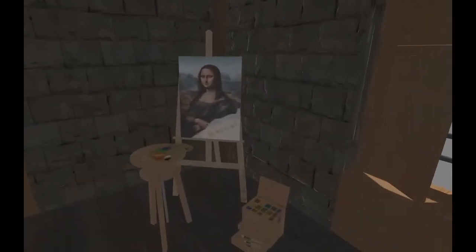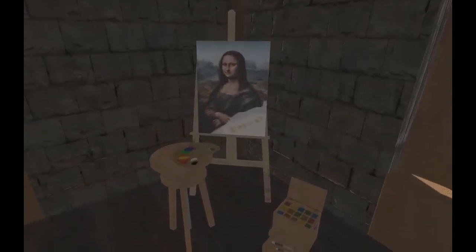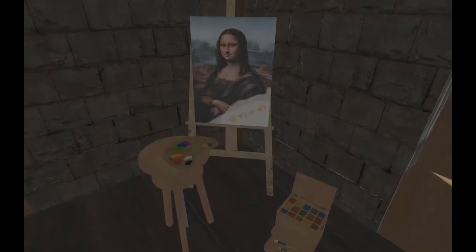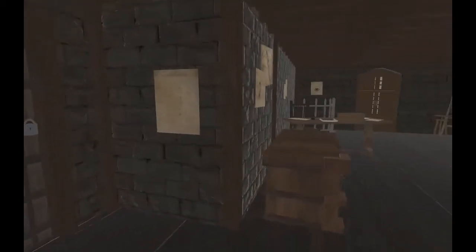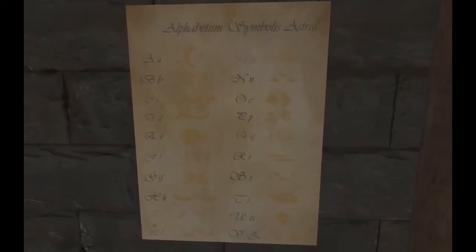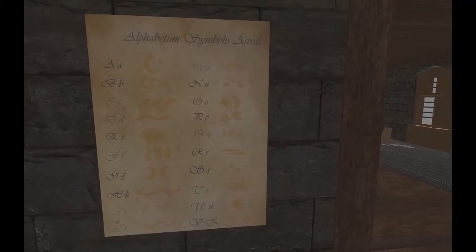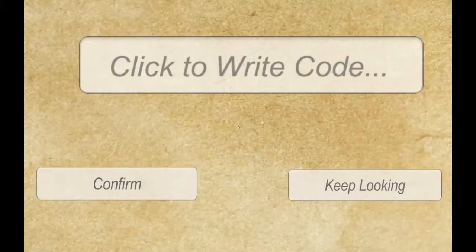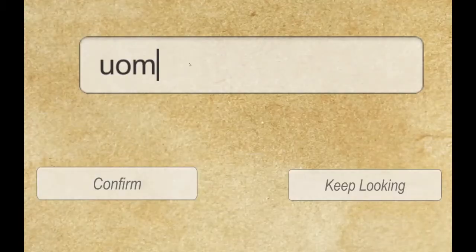If we go here to the Mona Lisa painting, we see that it's an incompleted Mona Lisa, and we see some symbols on it. If you remember, we actually saw the symbols at the beginning of the game. So if we go back here, we have an alphabetum sheet with each symbol. And if we translate each symbol with a precise letter, we find a specific word, which is the word uomo, which means man in Italian.